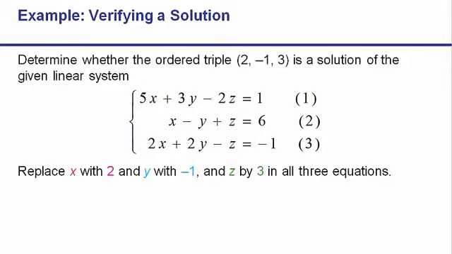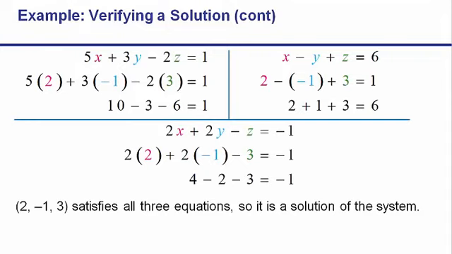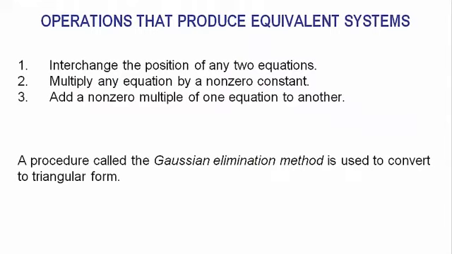Just like before, we can verify if something is a solution by plugging it in and making sure it works. So if we want to verify that the ordered triple (2, -1, 3) is a solution of this system, we plug in 2 for all of the x's, -1 for all the y's, and 3 for all of the z's, and verify that it works in all three equations, which we have here. They all work. Great, this is a solution. There might also be infinitely many solutions.